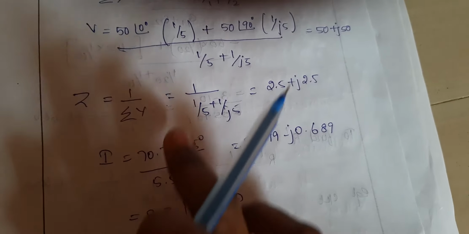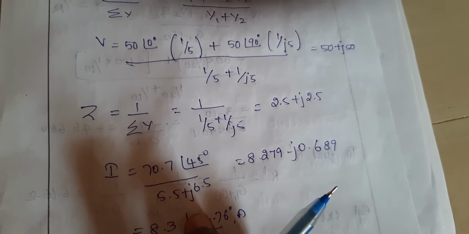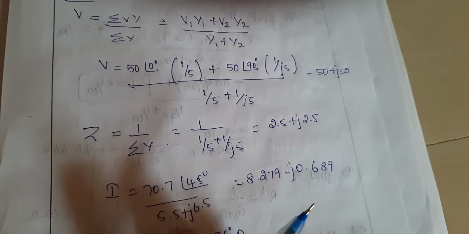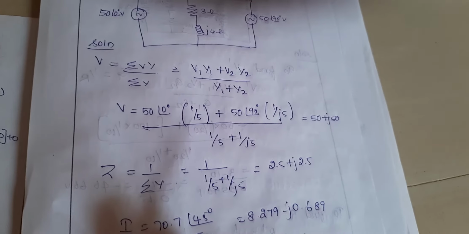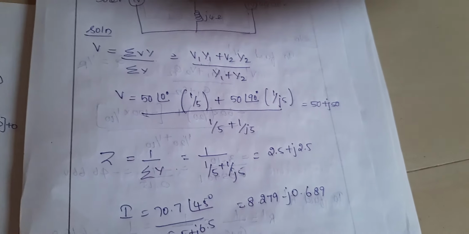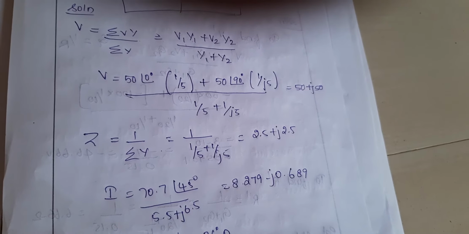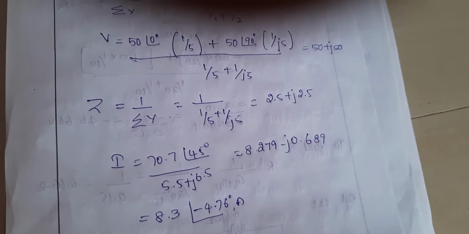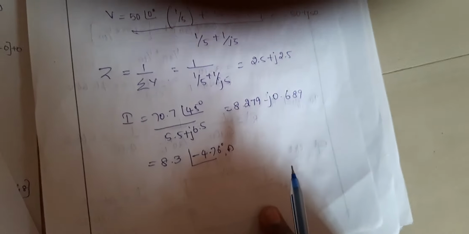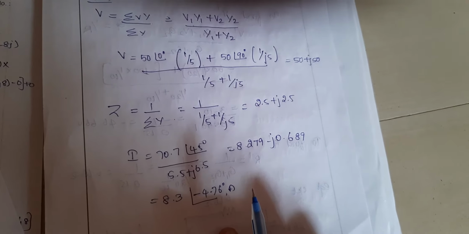So now I is equal to V by Z. If you convert this value, what is the answer? 70.7 at an angle of 45 degrees. So V by Z, that is 5.5 plus J6.5. What is the answer? I is equal to 8.2. Now convert this to polar form. So you get the value 8.3 at an angle of minus 4.7.